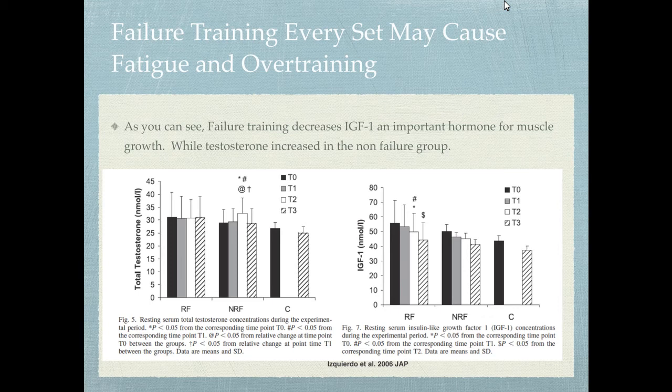Now, one of the things, again, that you have to understand is that if you do train to failure every set, it could cause fatigue. In this study, they had a failure versus non-failure training group. So they basically went to failure every single set. The non-failure group went up in testosterone, whereas the failure group did not, and the failure group went down in IGF-1. So again, what this is pointing out is that you can't fail every set. You want to strategically place that. We're going to have less fatigue if you place it on the last set.